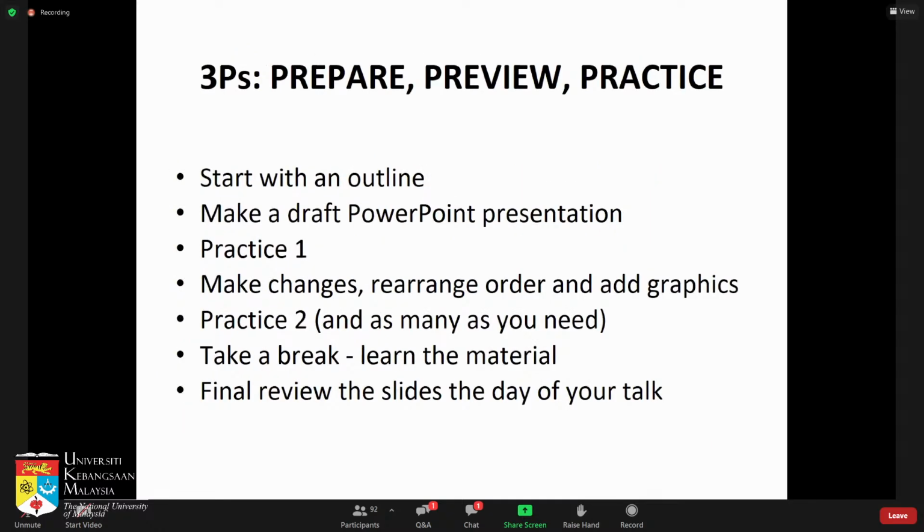3 P's: prepare, preview, and practice. We really have to prepare the slides. A lot of people do last-minute slides and copy and paste and cut and add on. So you lose the structure, you lose the flow. And preview that, and practice, and practice, and practice.